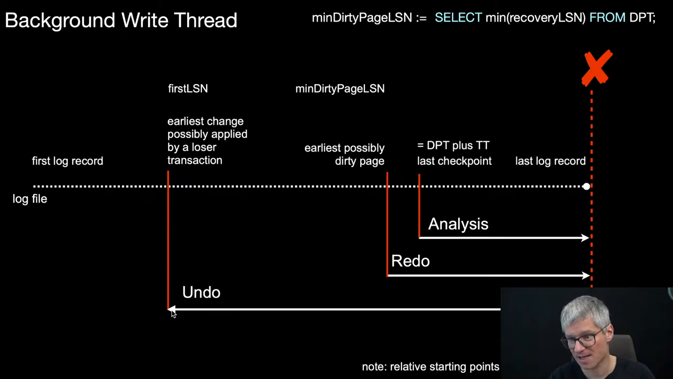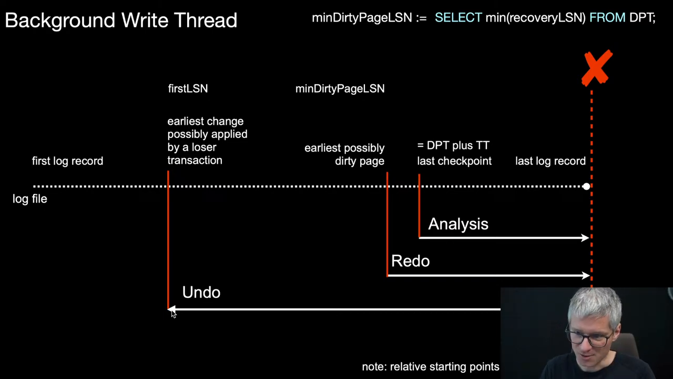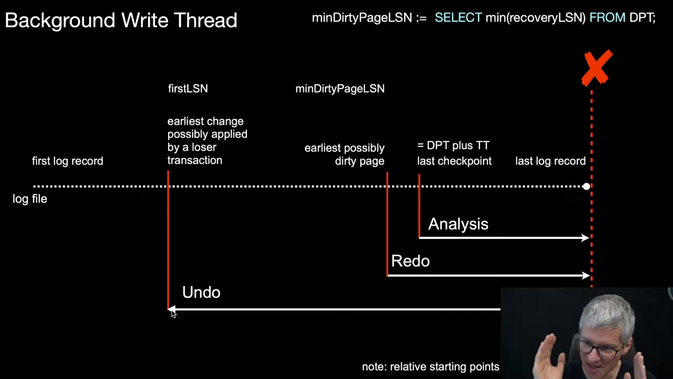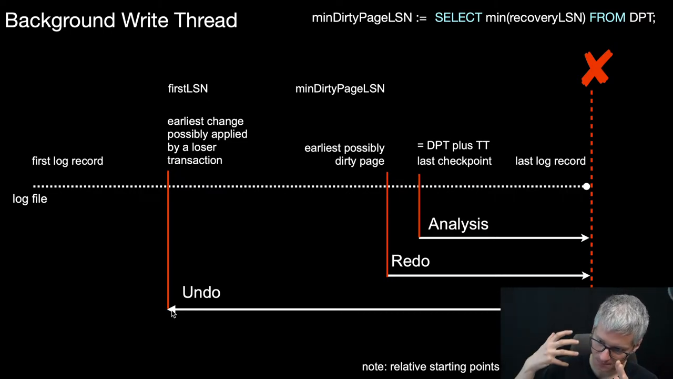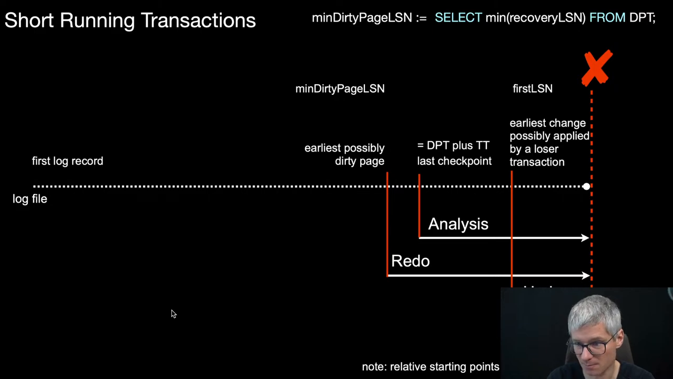That's a long running transaction. A better scenario could be, it depends on the application though, to only start the transaction once you actually want to update data in the database system. And that's called a short running transaction. That would change the undo phase here. It would make it much shorter and would also make recovery much cheaper in this scenario.